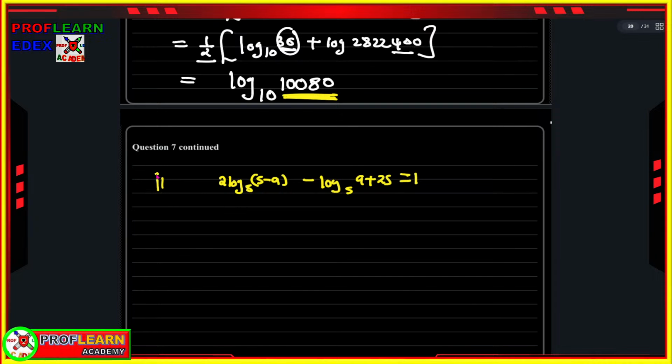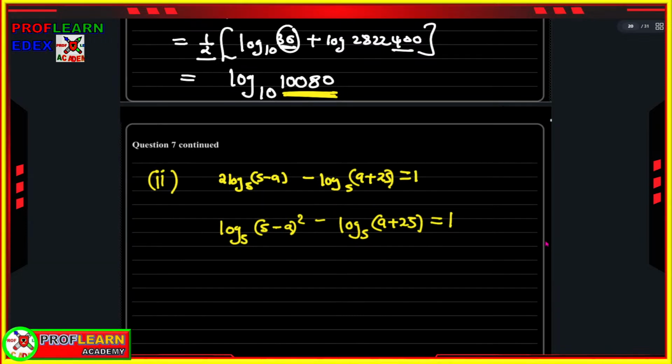So let's work this out. We have this 2 there, so we are going to take it up, so that we have log base 5 of (5 minus a) squared minus log base 5 of (a plus 25) is equal to 1.